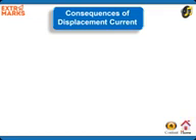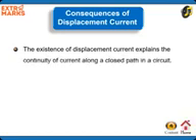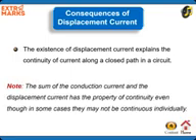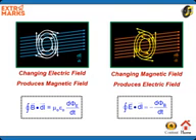Let's study the consequences of displacement current. The existence of displacement current explains the continuity of current along a closed path in a circuit. A time-varying electric field gives rise to a time-varying magnetic field, and vice versa. Thus, the electric and magnetic fields regenerate each other.